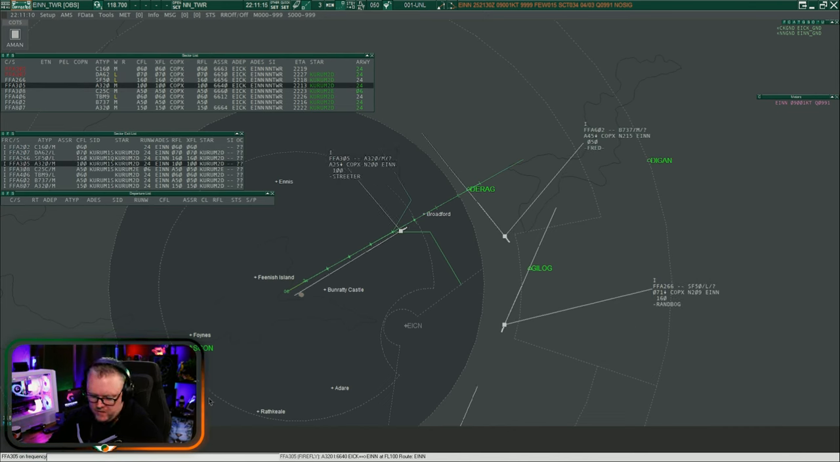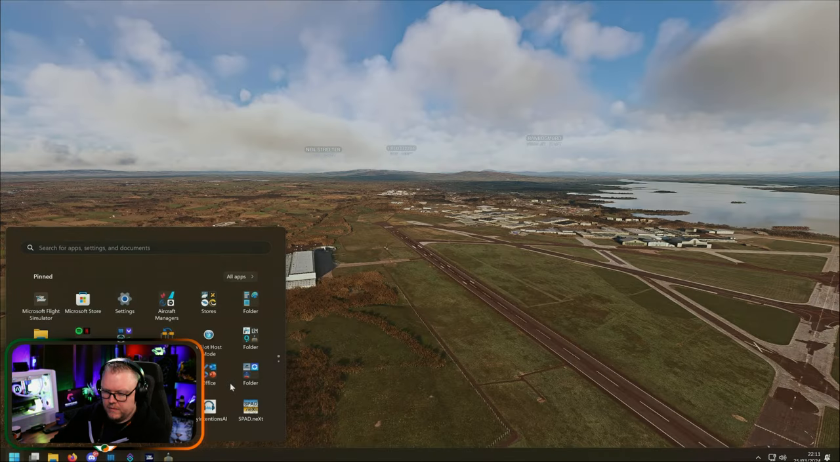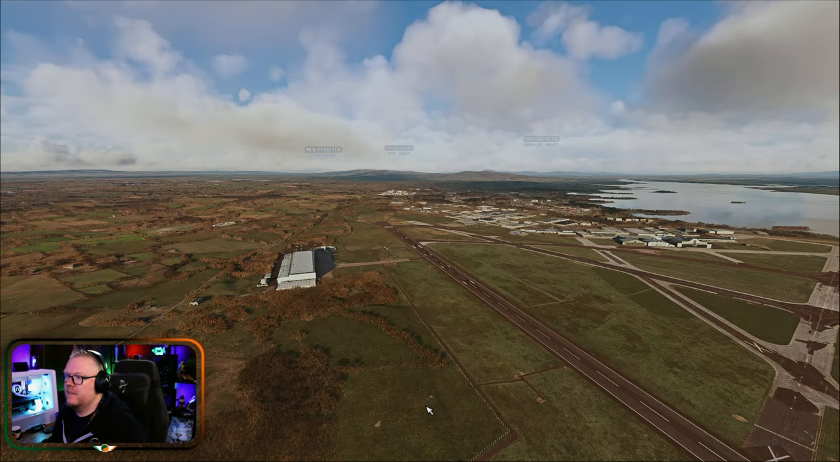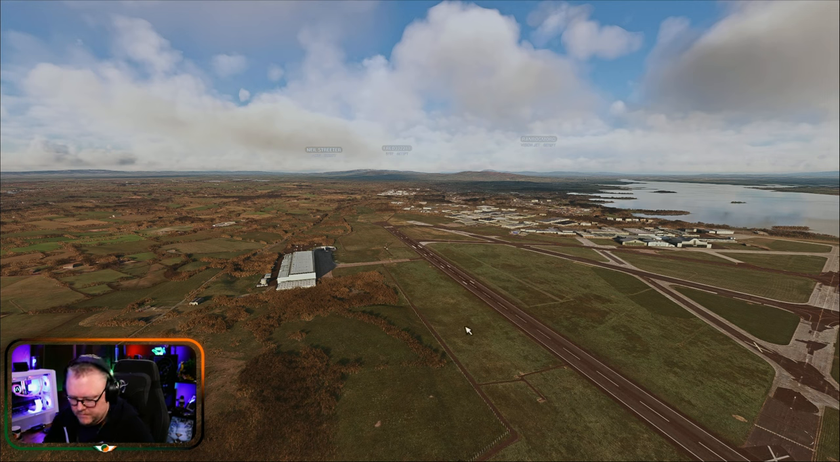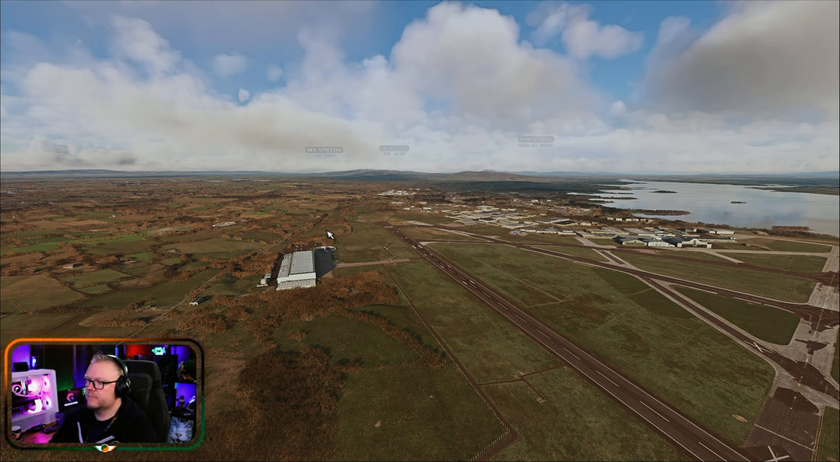Okay, so 305 Firefly is inbound. Firefly 602, confirm, will call back when established. Super lads, you're doing great. Clear to land, Firefly 305. Perfecto.